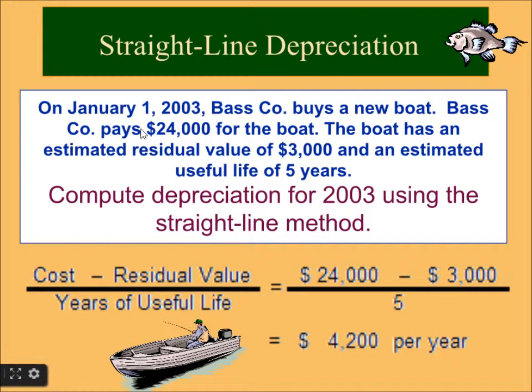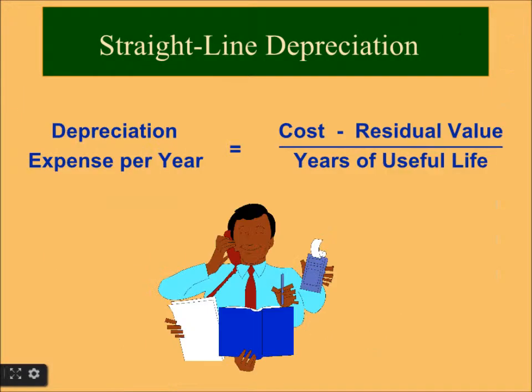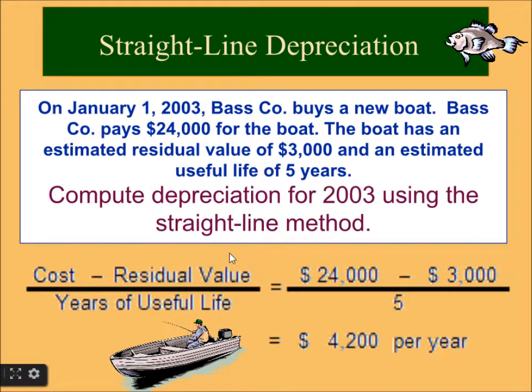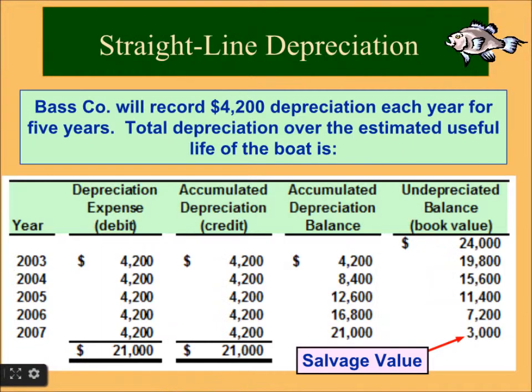So here the cost is $24,000. Using the formula which we learned here, cost minus residual value: cost is 24,000, residual value is 3,000, 24,000 minus 3,000, and the useful life mentioned is 5 years, so divided by 5, we get 4,200 per year. So using the straight line method, the depreciation per year is $4,200. So let's see how we can do the journal entry.